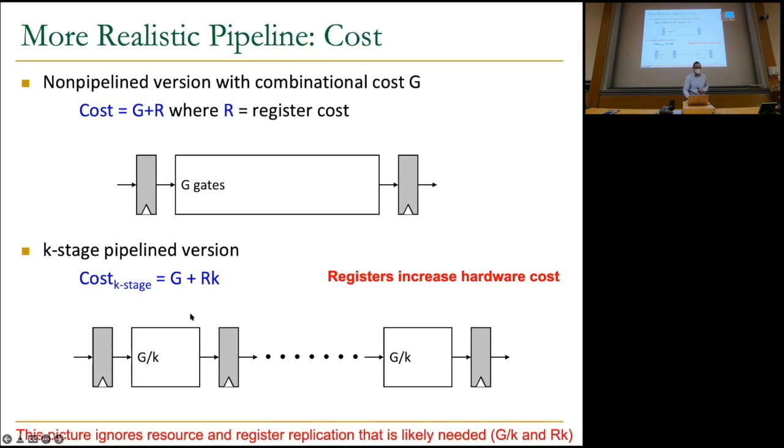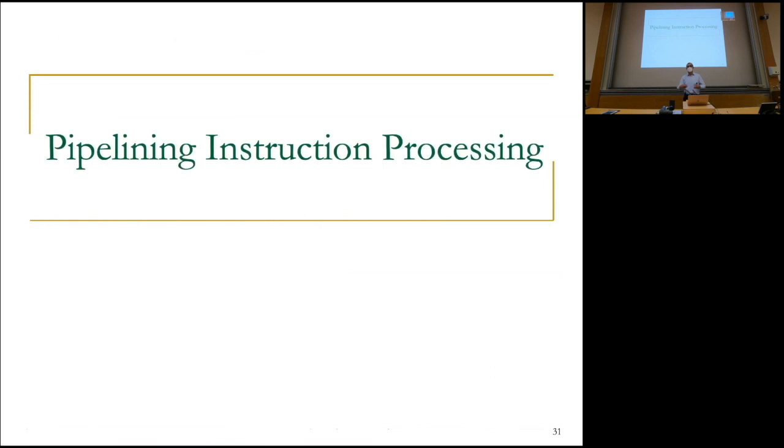Basically, G over K is really not G over K. It's G over 0.5 K, maybe, I don't know. Maybe 2G over K, I don't know. It depends on how you balance things. And also, RK is maybe an underestimate because you need bigger registers, as we will see, to do control signals and other stuff. So basically, your cost is actually increasing more than what I show over here. Does that make sense? Okay, and we will now build the pipeline and see how that cost increases.